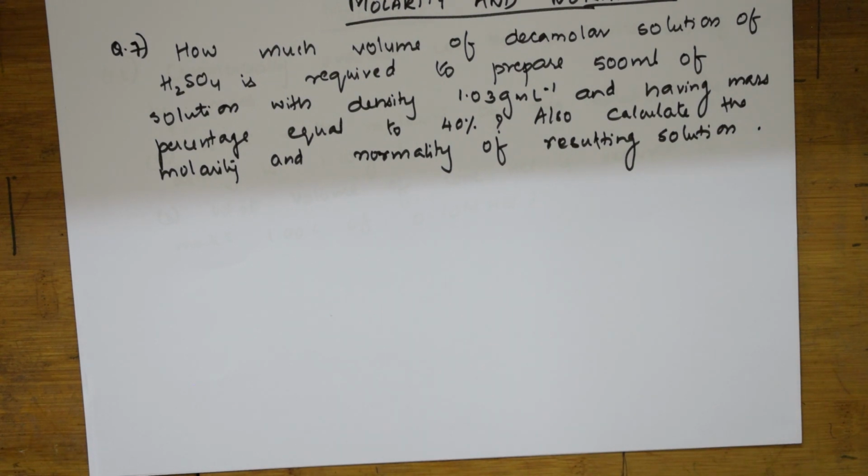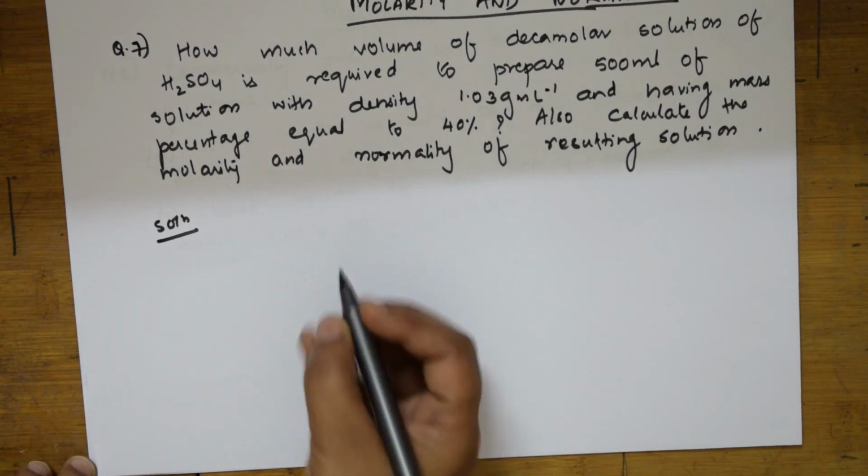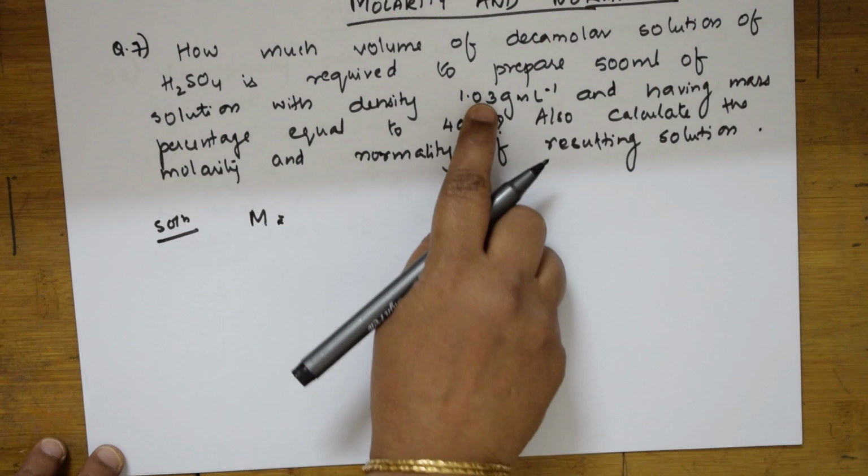But here you should remember one thing. They've given a density. I've taken one class where I explained the relation between molarity and density. There's one formula also directly given. I'll write that formula first so that I can easily apply it. For molarity, there's one formula, as I said just now: molarity in relation with density.